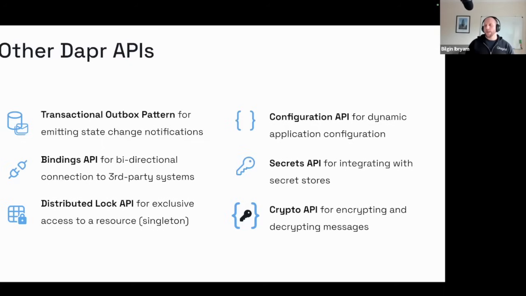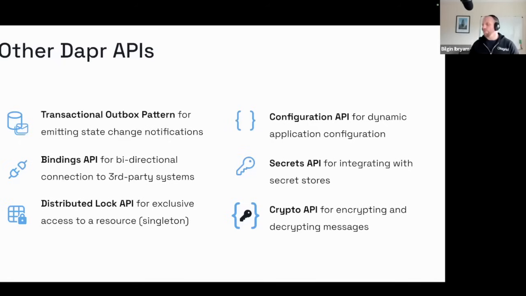The distributed log API, the one I just talked about, gives you exclusive access to resources. That's the singleton pattern implemented at the application level. The configuration API allows your application to be configured, so you can edit configurations. But not only that, if the configuration changes, Dapr can push that into your application, so you can get dynamic configuration changes if your application can make use of that.